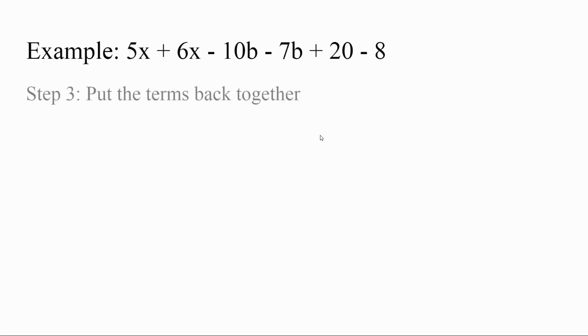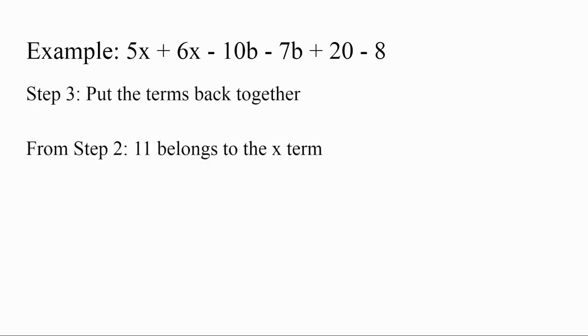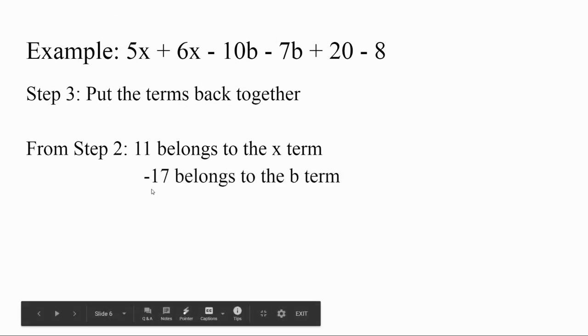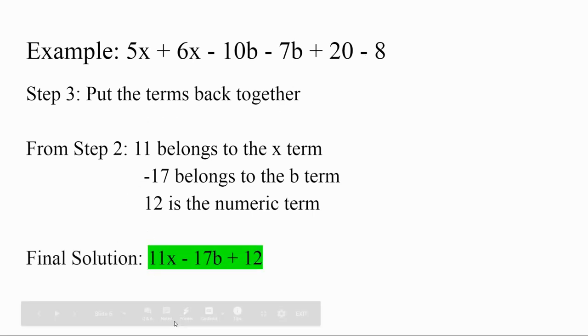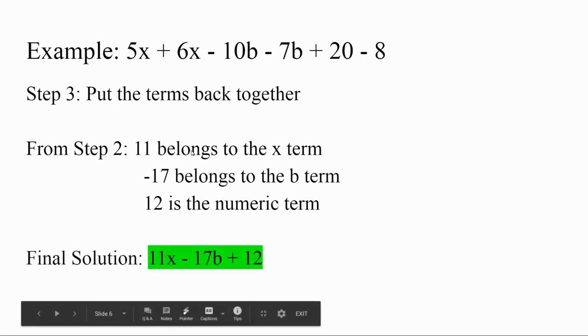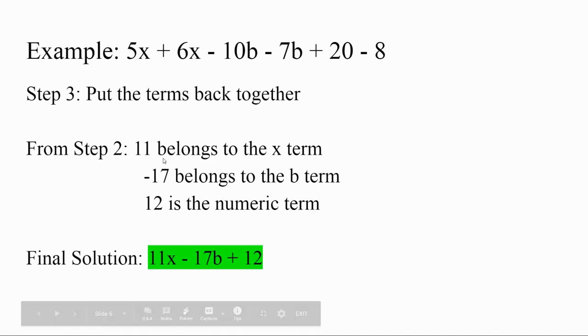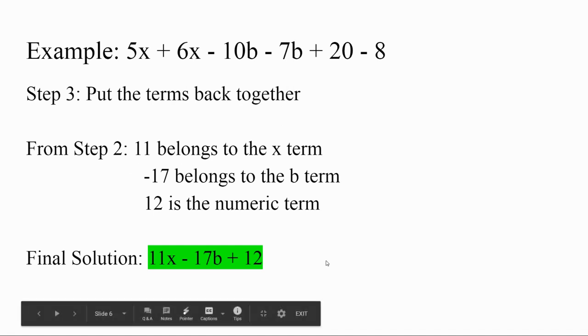Now the last step we're going to do is put them back together. We're going to put the terms back together. From step 2, we have an 11 belongs to x term, 5 plus 6 is 11. We have a negative 17 belongs to the b term, negative 10 minus 7. And then we have the 12 as my numeric term, 20 minus 8 is 12. So my final solution is all of these pieces put back together with the proper variables on them, 11x minus 17b plus 12. Okay?